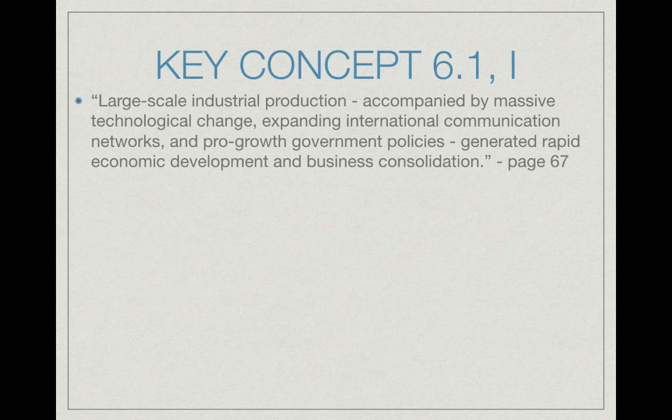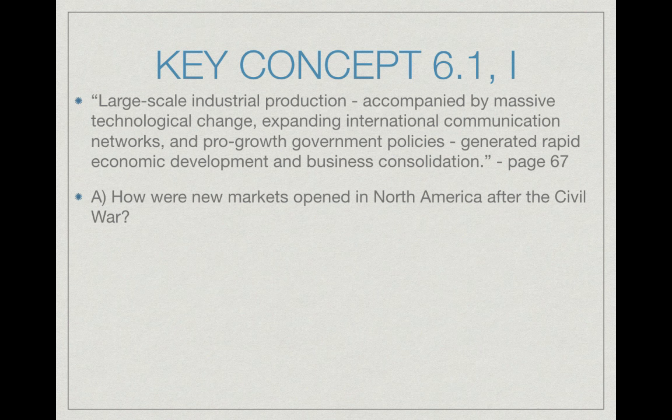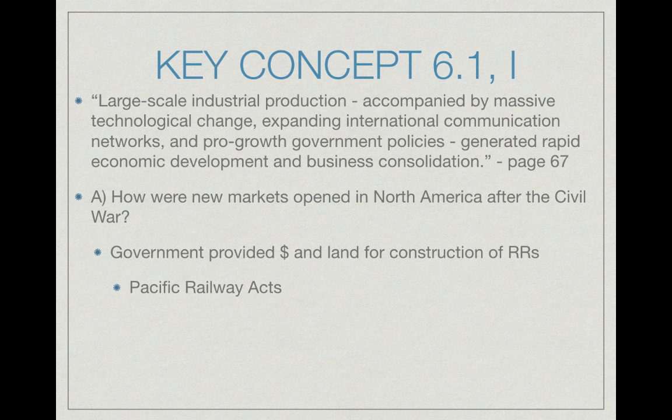All right, Roman numeral 1 states large-scale industrial production accompanied by massive technological change, expanding international communication networks, and pro-growth government policies generated rapid economic development and business consolidation. We need to figure out how new markets were opened in North America after the Civil War. Well, we have the government playing a large role in this by providing money and land for the construction of railroads. An example of this is the Pacific Railway Acts, which gave government subsidies, which is money and land, to the Pacific Railway Company.